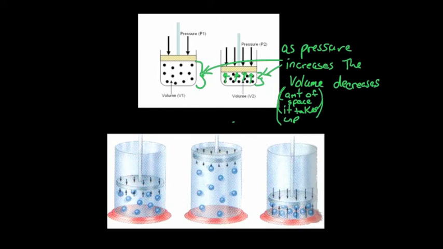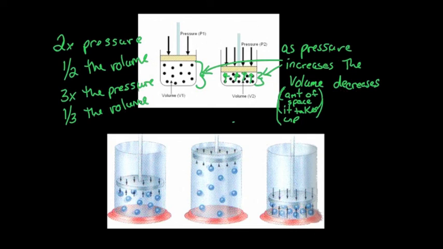Boyle's law also tells us that the relationship between pressure and volume is an inverse proportion, meaning if you double the pressure, the volume will be cut in half. If you tripled the pressure, the volume would be cut to a third of what it originally was. And if you quadruple the pressure, you would have 1/4 of the volume. So meaning, as you increase pressure on a gas, the amount of space that gas takes up decreases.